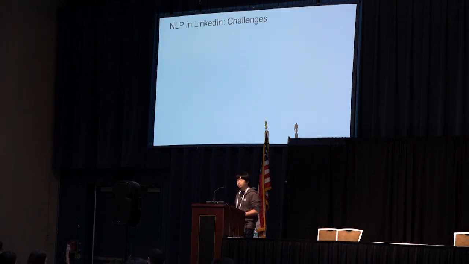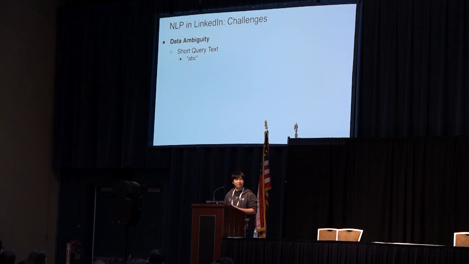But although I have introduced so many natural language components at LinkedIn, there are a lot of challenges in doing that. The first one comes from data ambiguity. On the search side, usually the query is very short. For example, ABC. What does this mean? Can anyone tell me what this means? If you search for ABC, yes, ABC can be a company, ABC can be news, ABC stores, right? Because the query is very short.